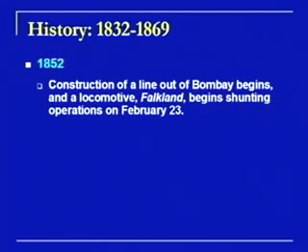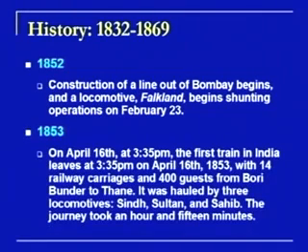Then another aspect was the construction of a line in Bombay. Then came in 1853 the first train which started as a passenger train in India, which moved between Boribandar and Thane. It was moved by 3 locomotives, and they were given the names Sindh, Sultan and Sahib. There were 400 passengers who accompanied this journey.